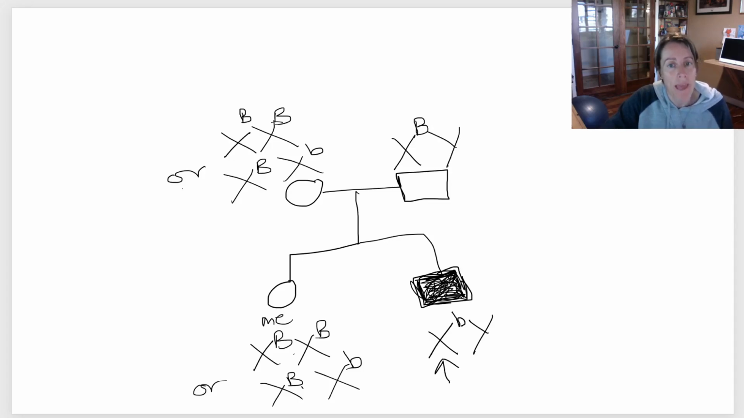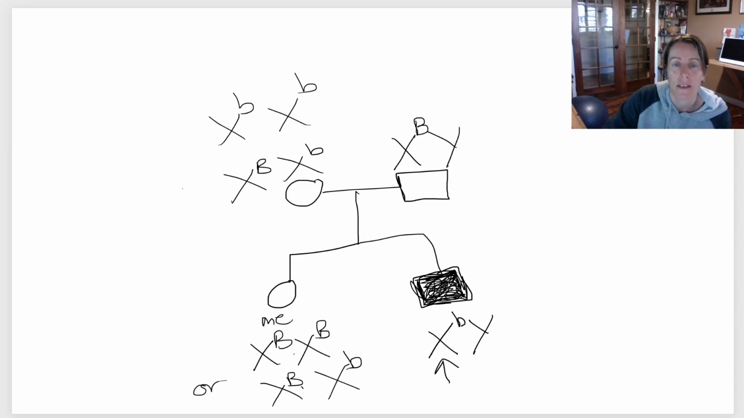So if my mom gave him an X little b, she must have one to put in her egg, which means she cannot be this, because that person would not be able to give a little b to their son, right? Could she be this? No, she cannot be that, because if she was that, she would be colorblind herself, and she's not colorblind. So we can erase that. So we know my mom is a carrier.